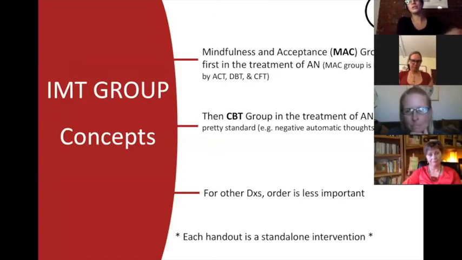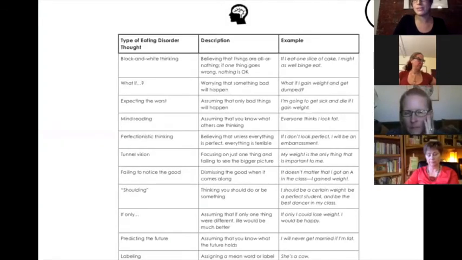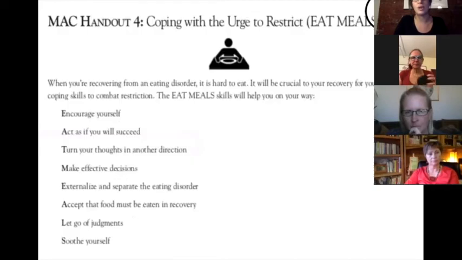So group, okay. Again, we have our mindfulness and acceptance group and the CBT group. For other disorders, it's less important for the ordering of it, but for AN, we want the MAC group to be first, or mindfulness and acceptance, and the CBT group to be second. But on our inpatient unit, or in our partial program, depending upon who is present, we use group material from both modalities. This is an example of the CBT intervention where we have the types of disordered thoughts on the left and examples of what they are on the right.